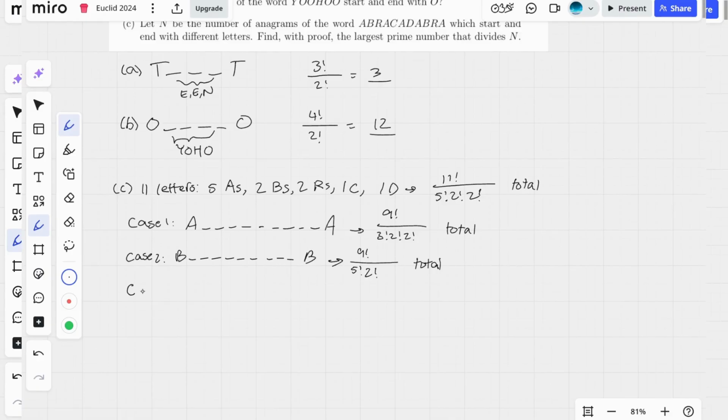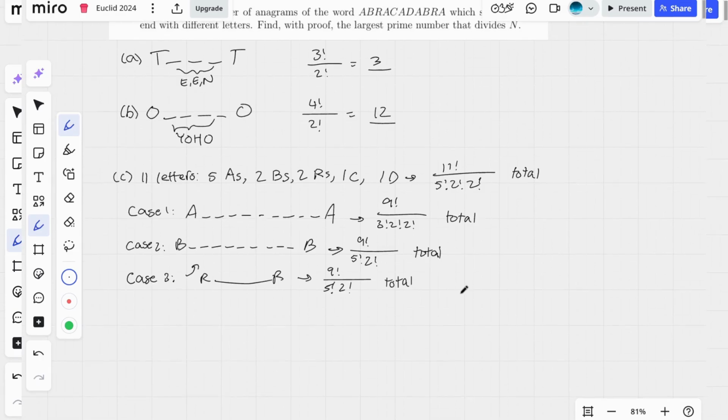And case 3 is the same as case 2, but you start and end with an R. And so this would still be 9 factorial over 5 A's and 2 B's left, and then you have 0 R's, 1 C, 1 D. So that would be 9 factorial over 5 factorial times 2 factorial. And these are all 3 cases that we have to consider because for the C and D, we have 1 of each, which means that we can't start and end with a C, and we can't start and end with a D.